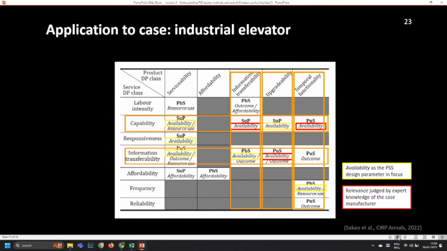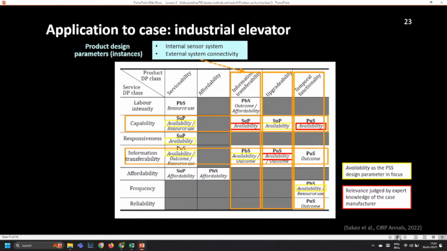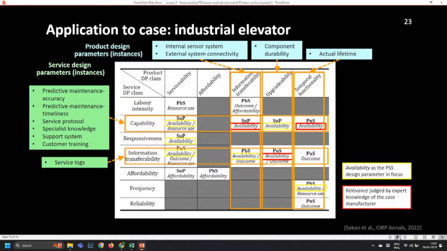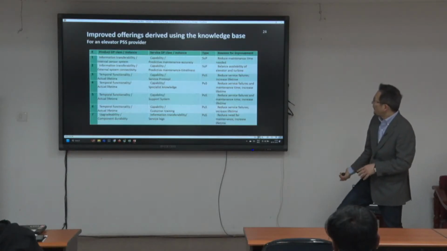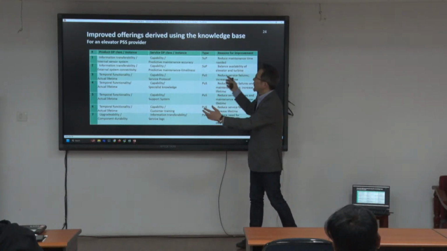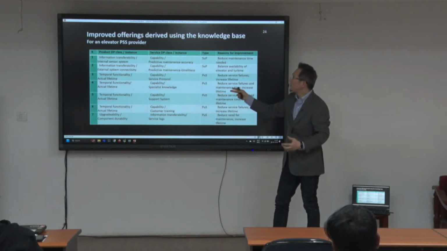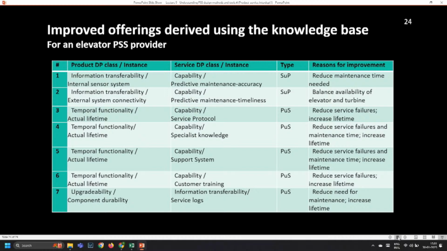interdependencies. So now designers looked into the product design parameter classes and service design parameter classes. And we asked again the experts of the product and service of this offering, what are the product design parameter instances of this elevator? For example, actual lifetime, component durability, internal sensor system availability, and so on. We did the same for the service design parameter instances. So then, as this table shows, we combined the product design parameter instances and service design parameter instances, and designers came up with improvement ideas.